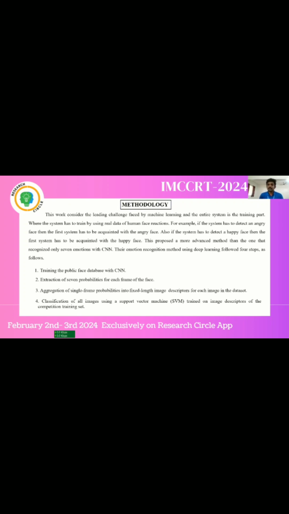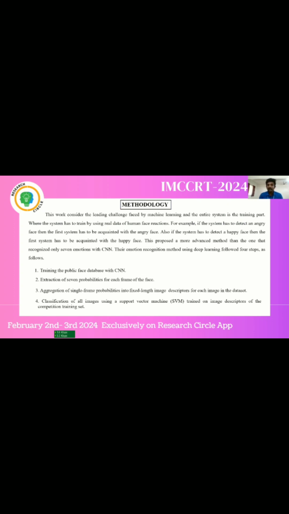Methodology. The methodology means how our project will work. For example, if the system detects an angry face, the system will acquire the angry face. Also, if the system detects a happy face, the system will acquire the happy face. This proposed method is an advanced method to recognize the seven emotions using CNN. This emotion detection using deep learning follows four steps.